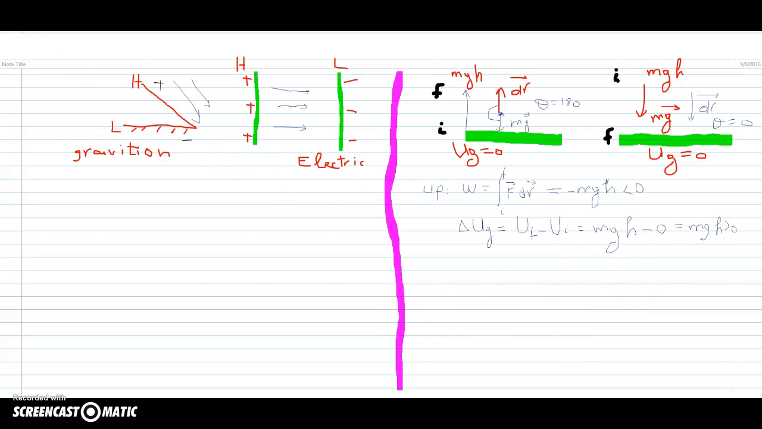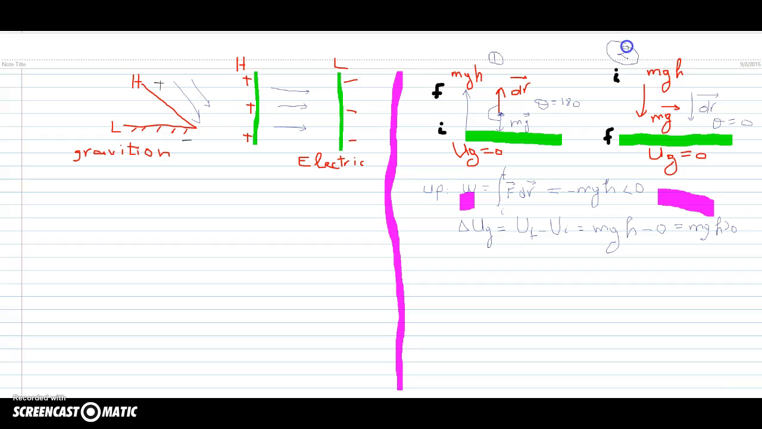So now notice the relationship between these two. The work is negative, the change in potential energy is positive. They're against each other. Now let's check this case when going down. So I'm going to call this station 1, and this is station 2.